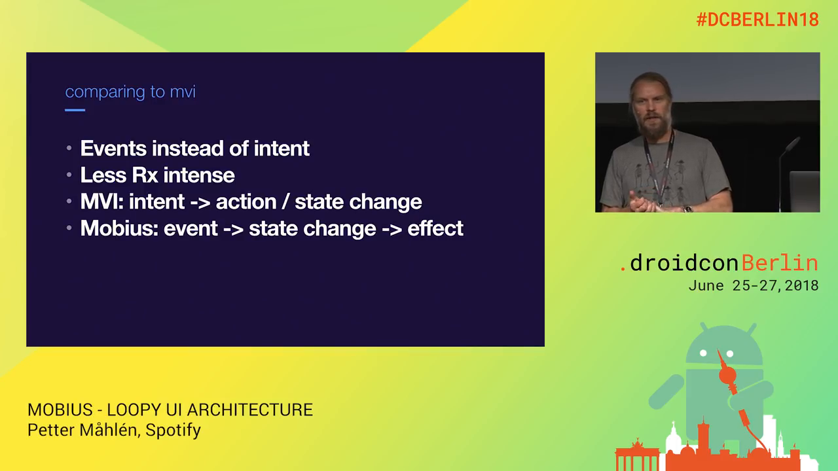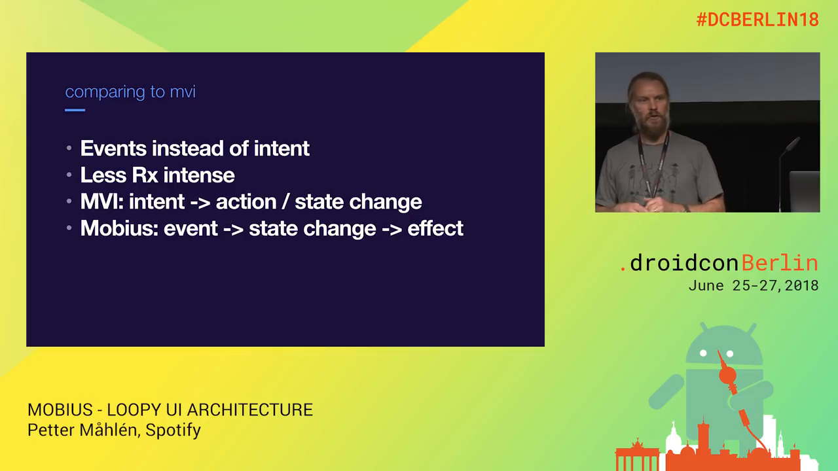Clearly we knew about MVI when we created Mobius, so why did we do that? And these are some of the reasons. I think that probably Mobius is like a subset of MVI or something like that, but I'm not completely sure.